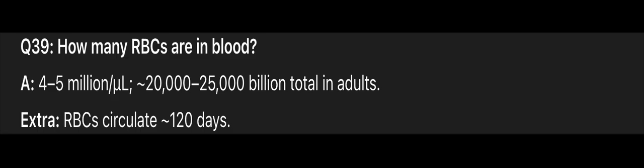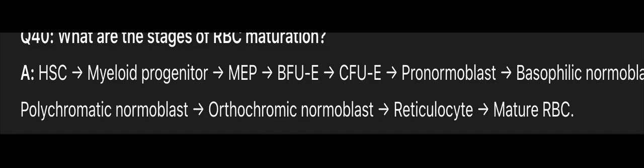How many red blood cells are in blood? There are 4 to 5 million per microliter, which is approximately 20,000 to 25,000 billion total in adults. And we already know this, but red blood cells are alive in your body for about 120 days before they get recycled out.